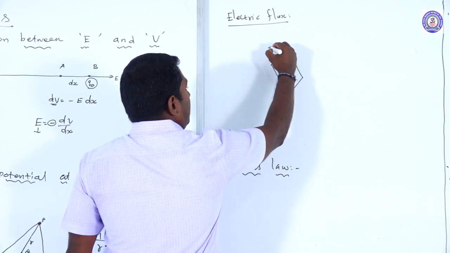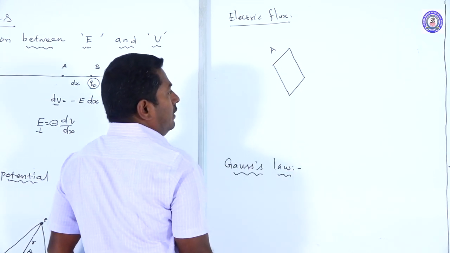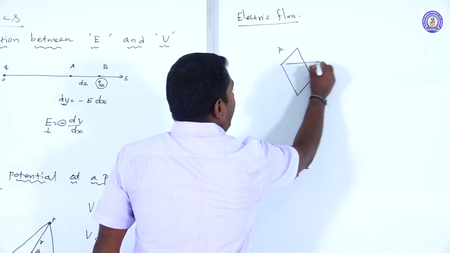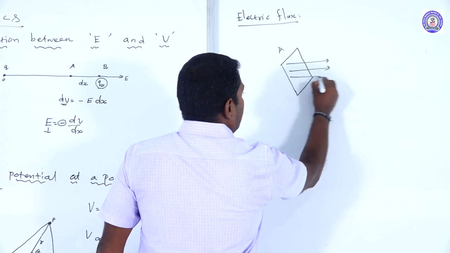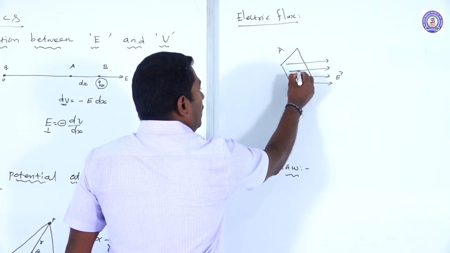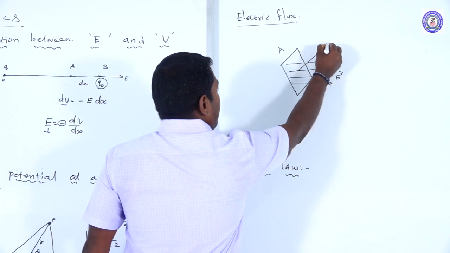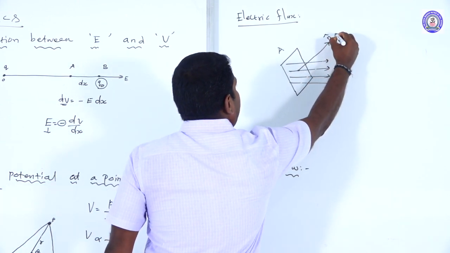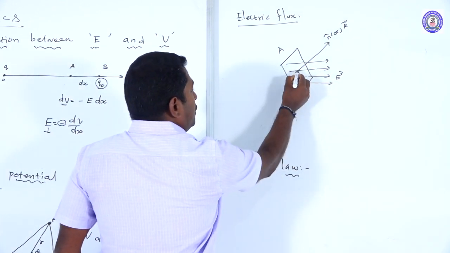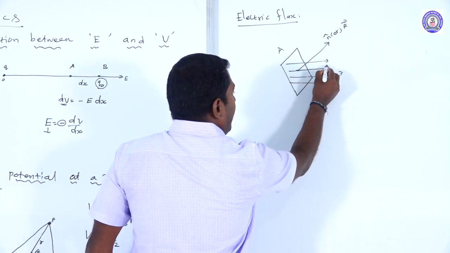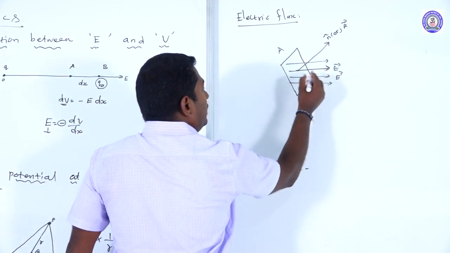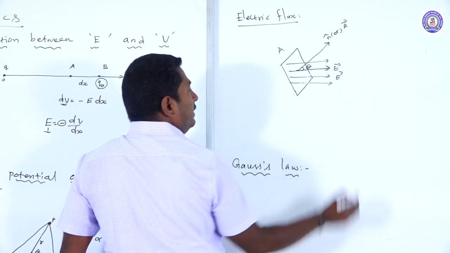Area of the surface is A. In this region, the electric field acts along this direction. The normal drawn to the surface is n cap or A vector. At this point, the electric field acts along this direction. So the electric field and the normal drawn to the surface make an angle theta with each other.